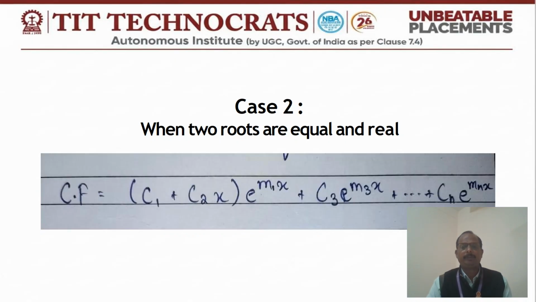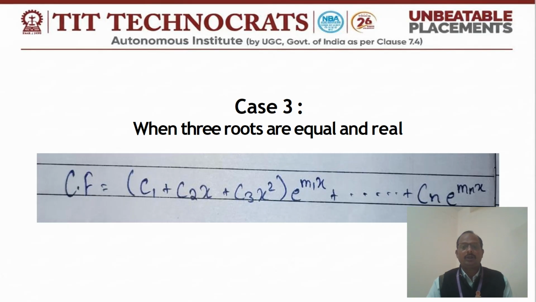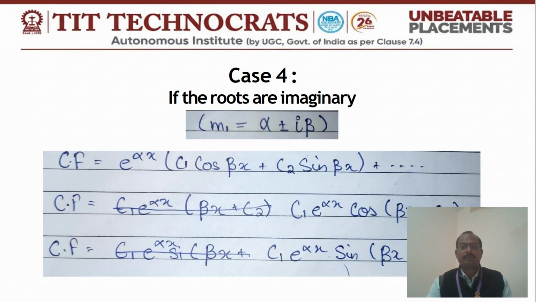The second formula depends upon the repetition of the roots. Means roots are real and equal, or you can say real and repeated. According to the number of repeated roots we have to create the terms. Like if two roots are repeated, then we say (c1 + c2x) e^(m1x). If more roots are repeated, we can arrange them accordingly. You can see here another way of presentation. Here three roots are repeated, like (c1 + c2x + c3x²) e^(m1x), and in the same way you can create other terms.